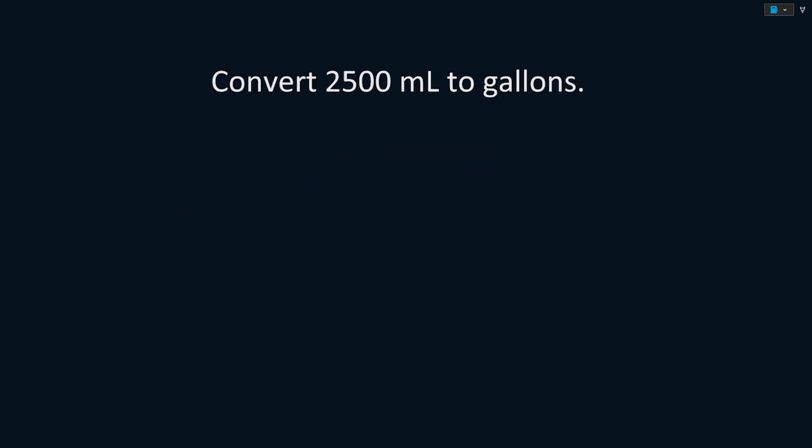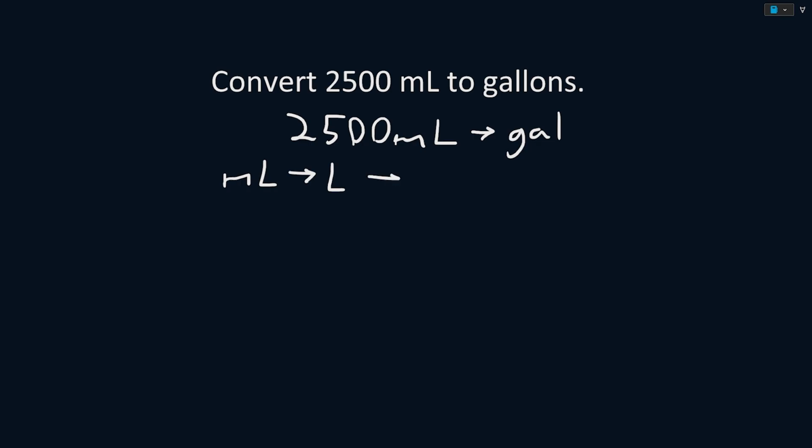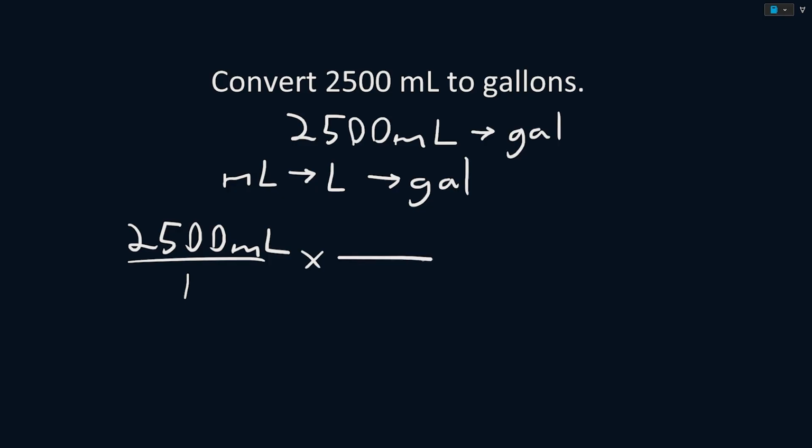Convert 2,500 milliliters to gallons. First, we'll identify our units, which is 2,500 milliliters, and we want to convert to gallons. In order to do this, we need to go from milliliters to liters, and then from liters to gallons. So setting up our conversion factor multiplication, we write our given units of 2,500 milliliters over a fraction of 1, and then multiply by our unit conversion, which cancels out milliliters and leaves us with liters. This is that 1 liter is equivalent to 1,000 milliliters.